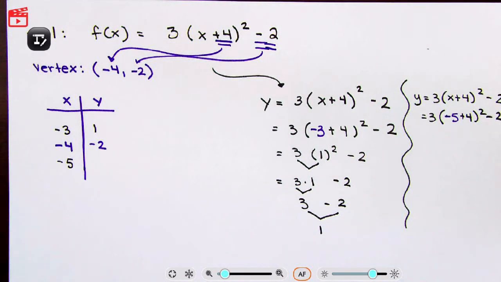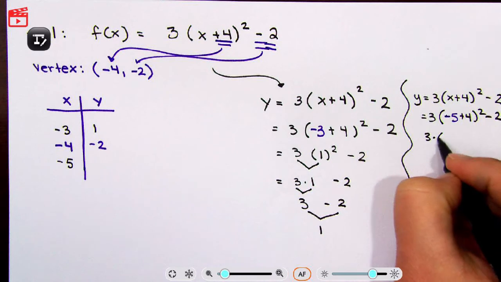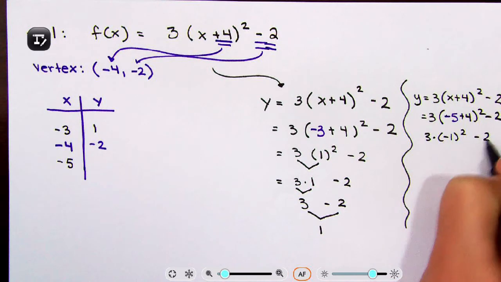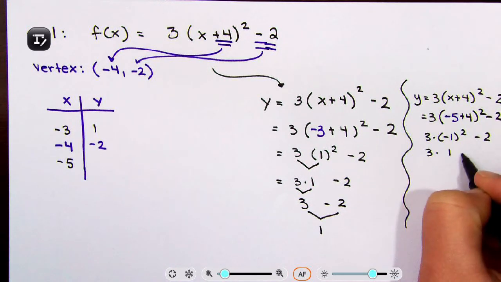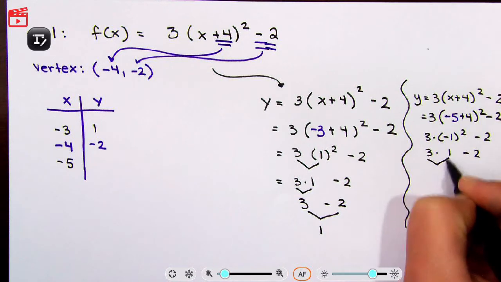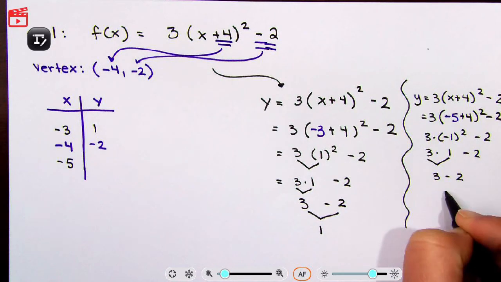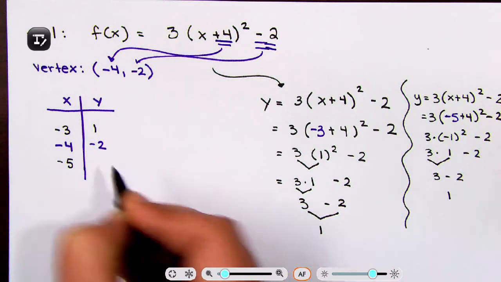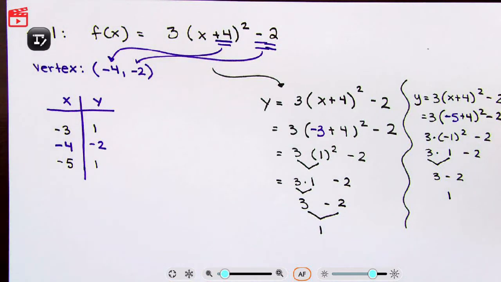Again, with the help of the calculator, if you need it, -5 plus 4, that is -1. -1 squared is a positive 1. 3 times 1 is 3 minus 2. That gives you a positive 1. So when my input was -5, my output was 1.